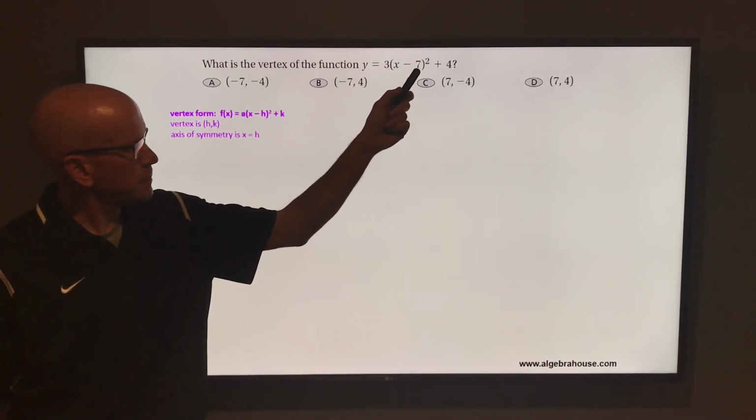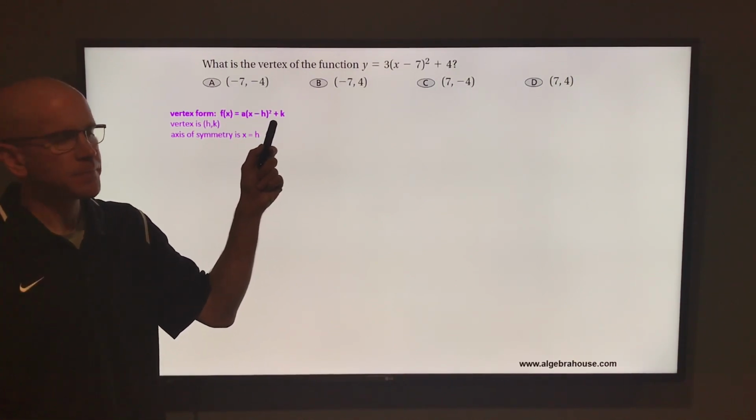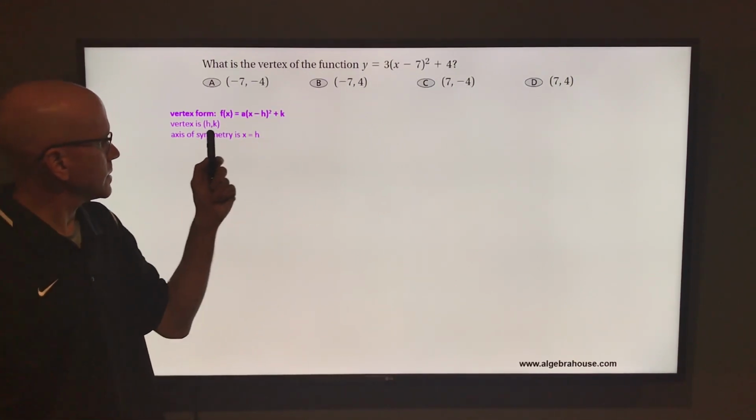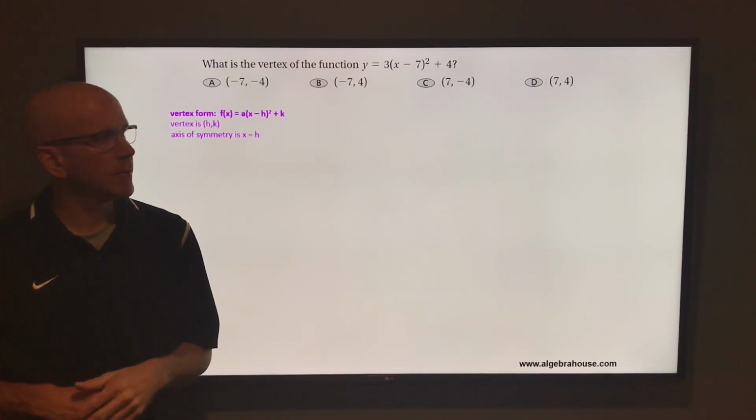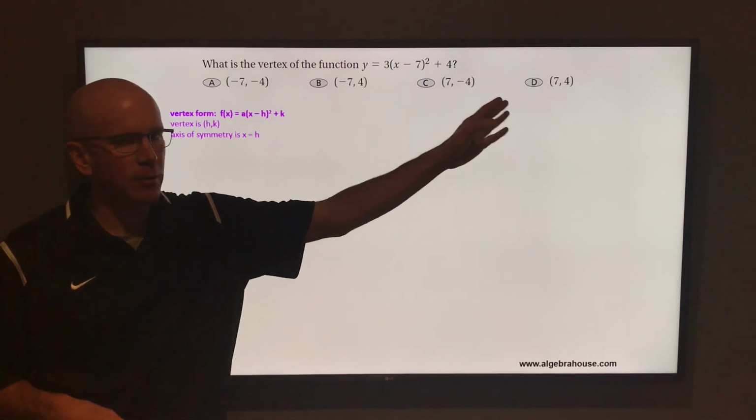So that x minus 7 is what we're going to look at first. That's in the form of x minus h. So that 7, just like this h, is the x-coordinate of the vertex. So we're looking for an x-coordinate of the vertex to be 7. It's either going to be C or D.